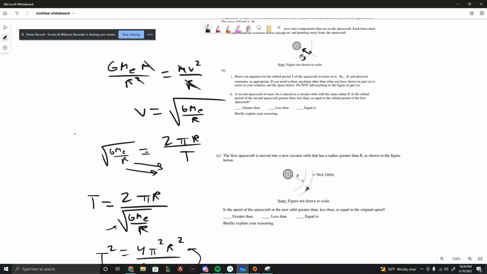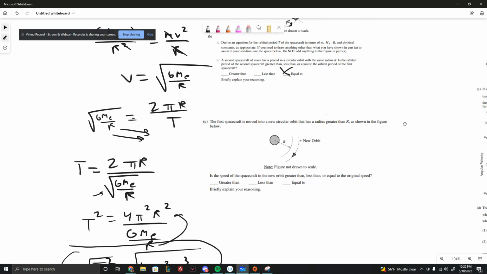So what's going to happen is this will be equal to, and I'm not going to write it out, I'm just going to say it because my handwriting is terrible, that the mass of the spacecraft plays no factor in the orbital period of the spacecraft.